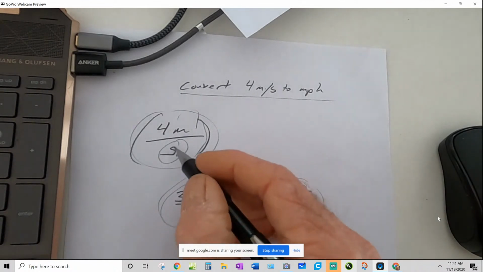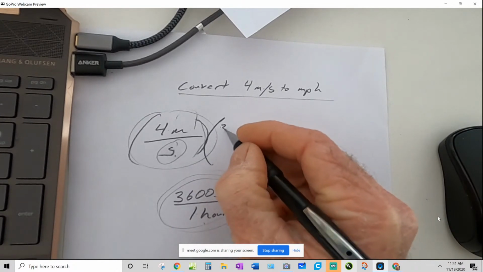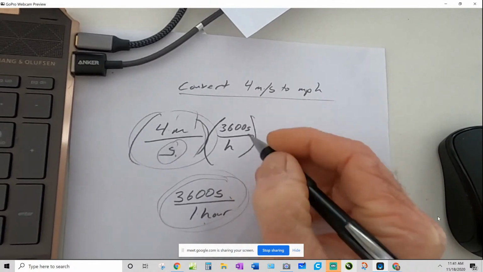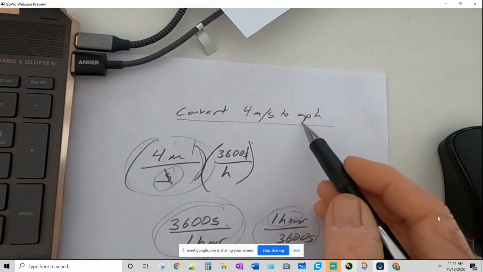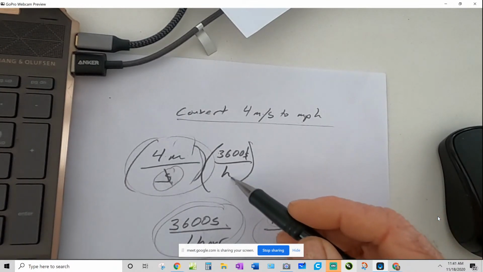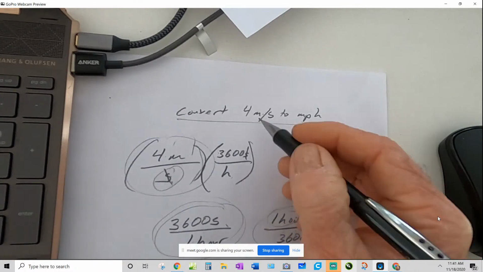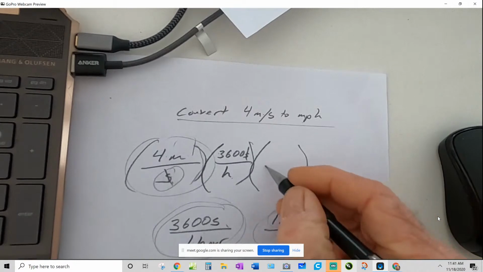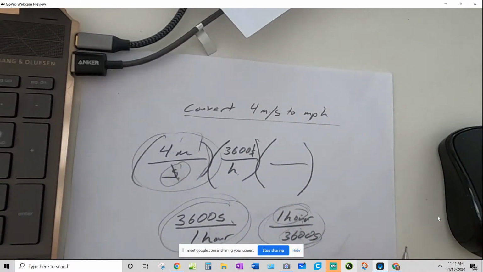This one. I've got seconds in the denominator. I want to get hours in the denominator. So 3,600 seconds per hour, and I'm going to go ahead and scratch those out. So for miles per hour, I've already got the hour part. Now meters, I need to go from meters to miles. Does anybody know any kind of a conversion that could help me get there? Anything related to miles or meters?